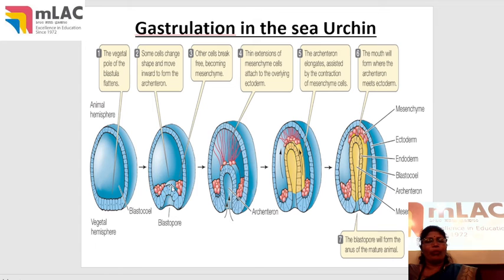Now they will fold inward, that is, invagination will take place. See here, this is forming a small dent. This is the blastopore. Here some cells will change their shape.